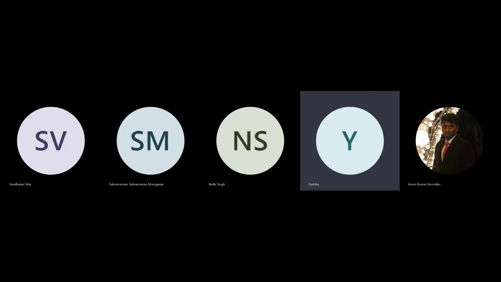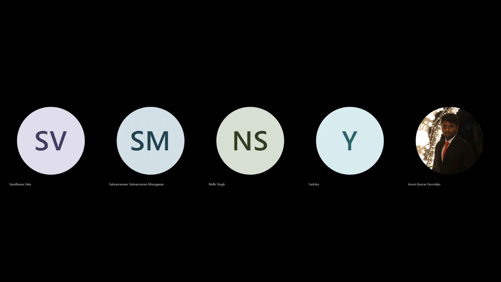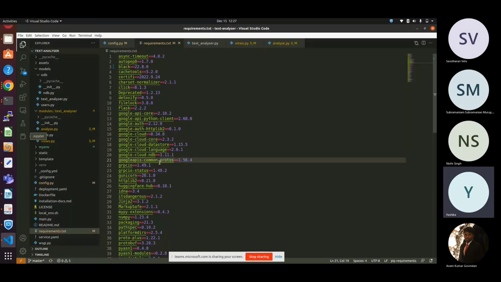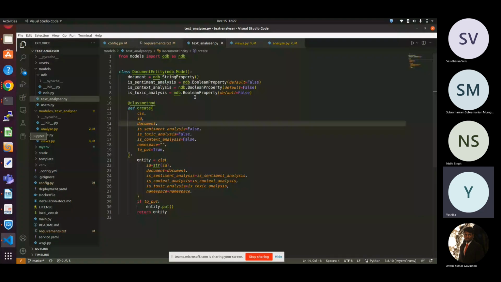Okay, so first we will be talking a little bit about the code. This is our requirements.txt file. All these requirements need to be installed in the system before running the project. Next, I'll talk about the model that we have used. This is the model that will create the table and store the data that will be passed in our application and analyzed. This document field will contain the text that will be passed by the user to be analyzed, and the other three fields are Boolean fields which will contain the value 0 or 1.